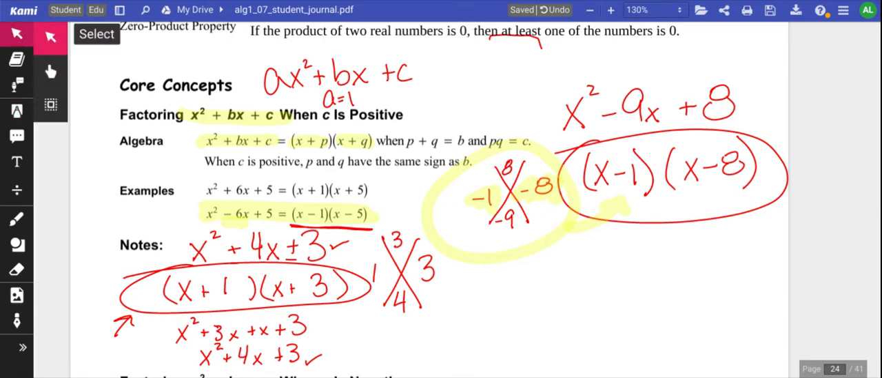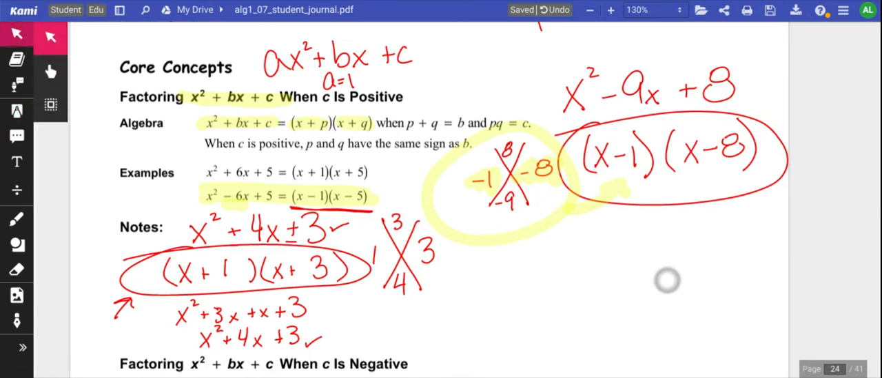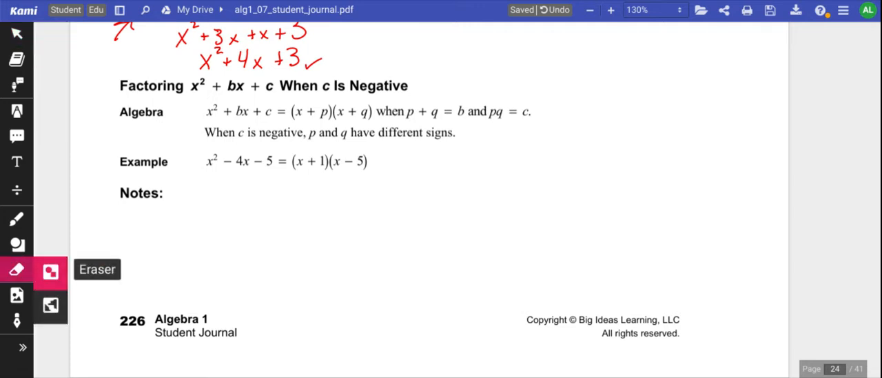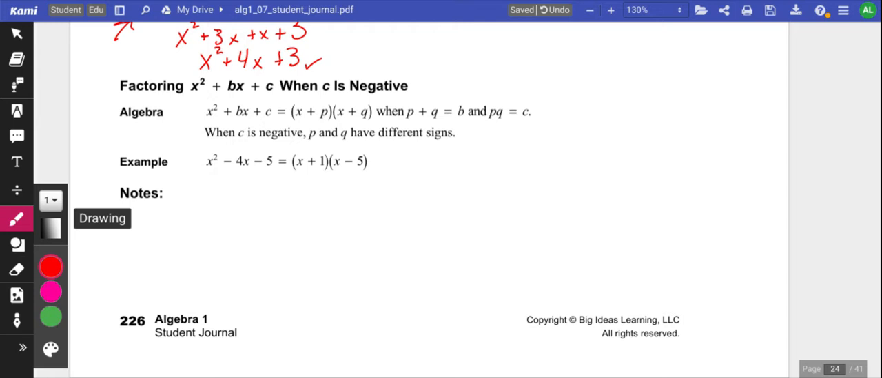Let's look at some other sign combinations I can have. Sometimes my C value can be negative as well. So let's use a different example than the book gives me. Let's say I have x, not 3x.